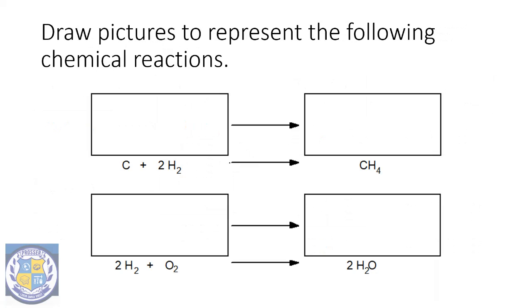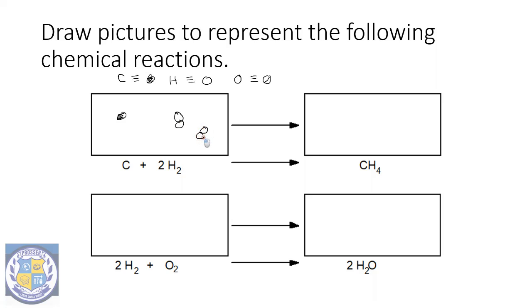Okay, draw pictures to represent the following chemical reactions. Okay, carbon, I will make that a closed circle. Hydrogen, I will make that an open circle. And then oxygen, I will make that a striped circle. So we have a carbon and we have two hydrogens.